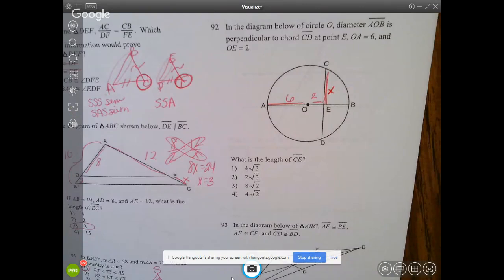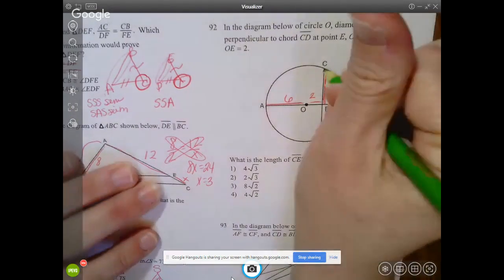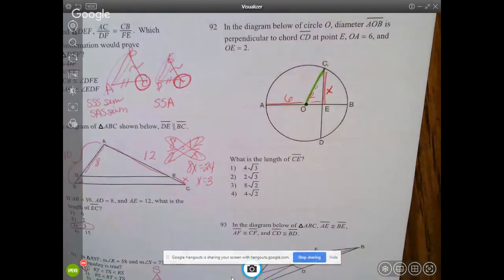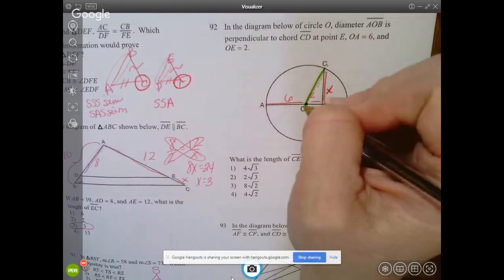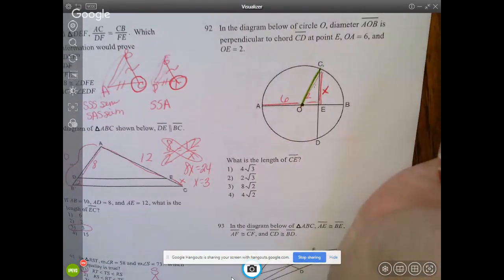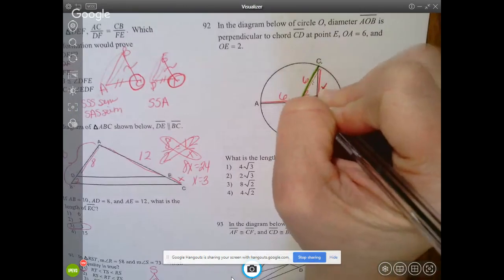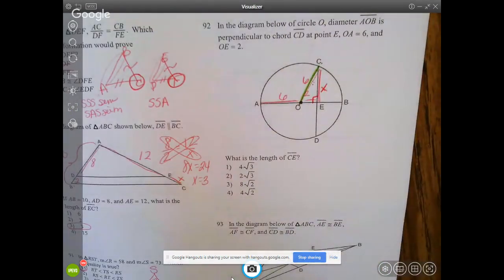So it's actually a trick question. Because this is, what would this line be? What's OC called that I just drew in green? Yes. OC is a radius. So because this is a radius, how long is it going to be? 6. And it says perpendicular, so now it's just Pythagorean theorem.